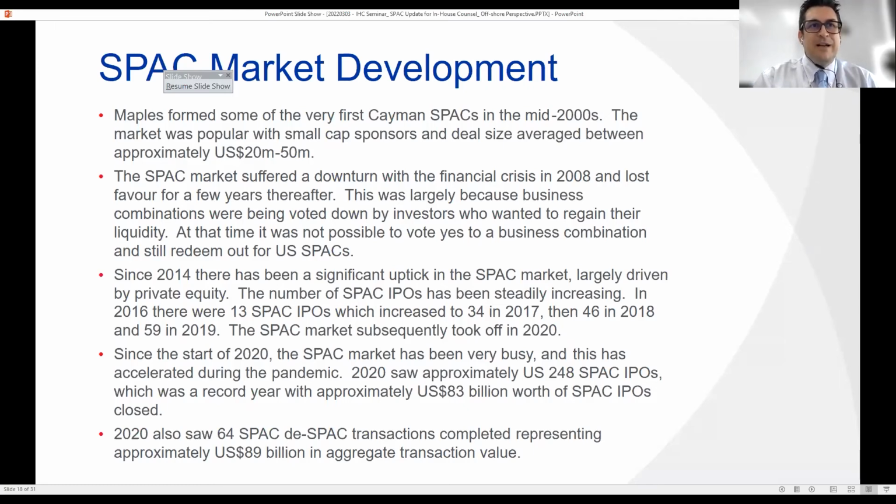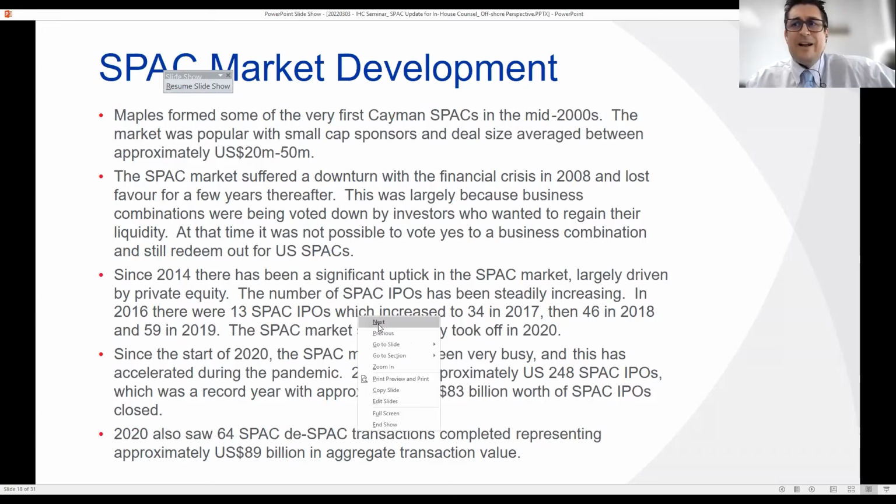The game changer in terms of what happened between 2016 and 2019 was that private equity started to get involved in sponsoring and setting up SPAC structures. That attracted a lot of interest from other players on Wall Street and institutions which up till that point had not really used SPAC structures to facilitate investments in M&A. So in 2020, we saw approximately 248 SPAC IPOs. We saw $83 billion worth of SPAC IPOs closed. We also saw 64 de-SPAC deals done with approximately $89 billion in deal value.